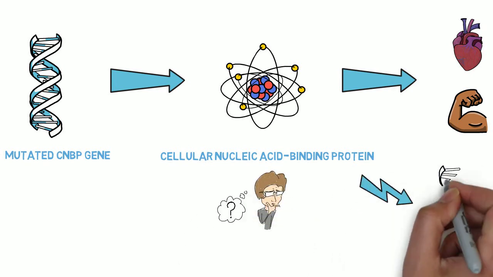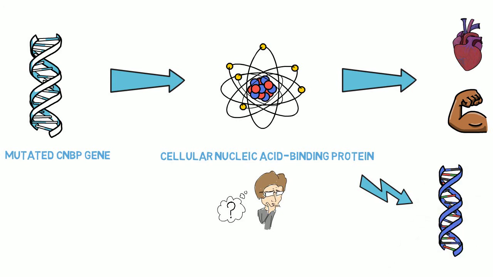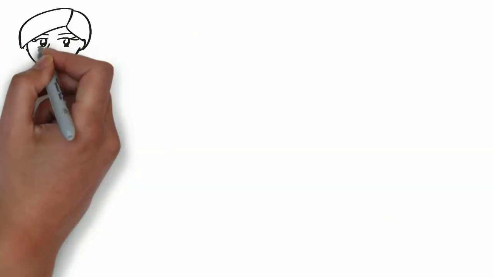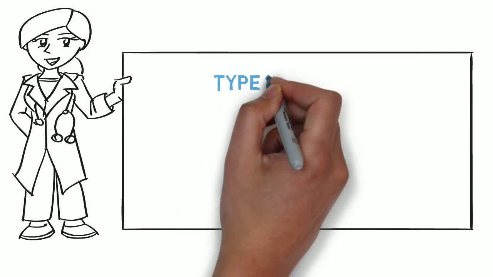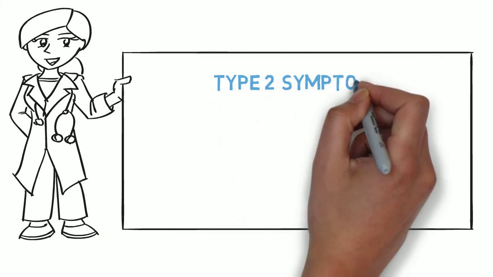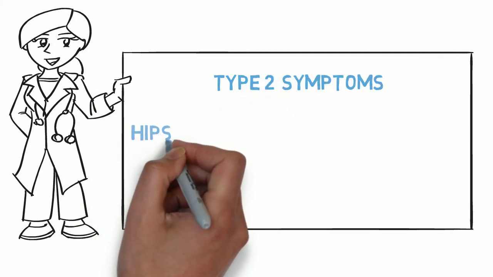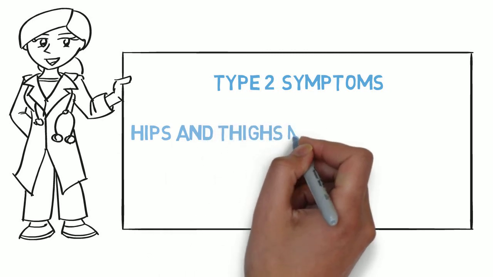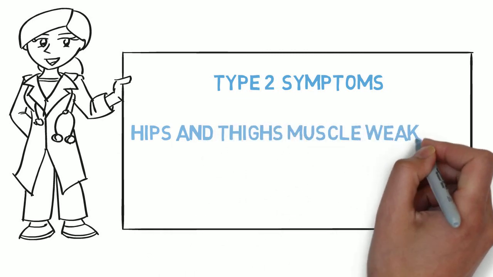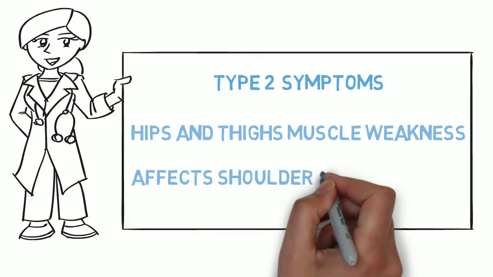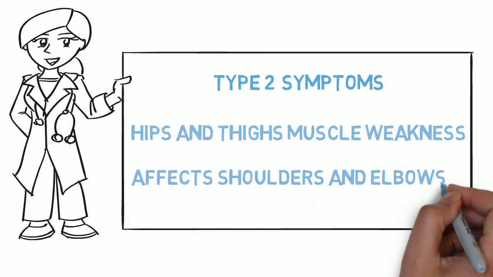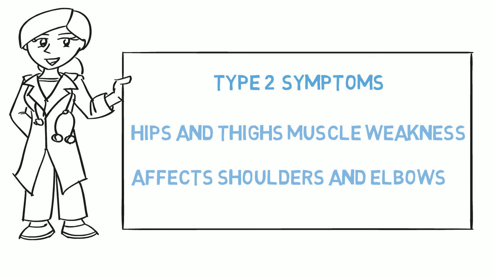However, research has found that it might control the activity of other genes responsible for regulating muscle contraction and relaxation. This is how the mutated CNBP gene in myotonic dystrophy type 2 can lead to symptoms such as hip and thigh weakness, causing difficulty standing up or doing cycling exercises, as well as affecting shoulders and elbows, which makes it hard to lift an object.